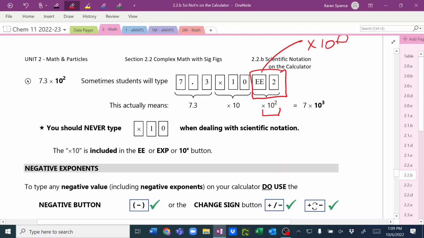So if we put in this extra times 10, then we're saying 7.3 times 10 to the 2, which is 7 times 10 to the 3. So if you put that times 10 before the EE button or the EXP button, you will get an extra power of 10, and you don't want that. Okay? So if you use the EE button, which you should, for that EXP or times 10 to the whatever, do not type times 10 before it. Okay?